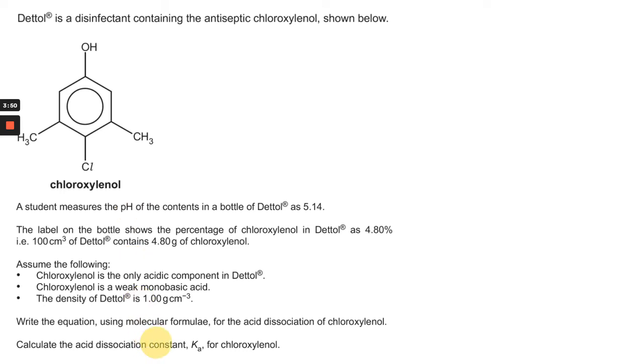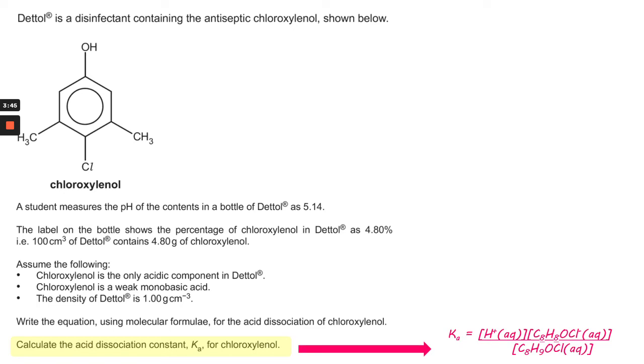So let's start down here, and we can write a Ka expression. Now in the Ka expression, we have three things. We have the H plus ion concentration, we have the concentration of the chloroxylenol, and we have the concentration of the conjugate base. So therefore, we can start with the H plus concentration, and to do that, we can work out the H plus concentration from 10 to the minus pH.